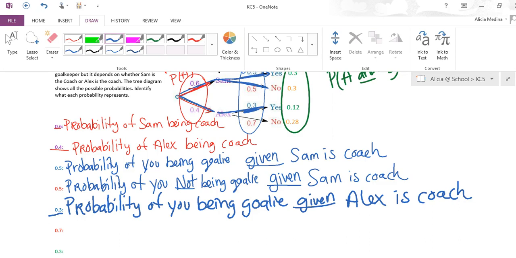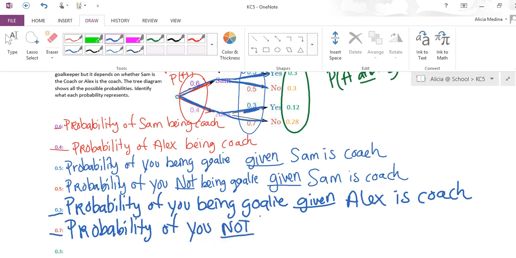Alright, now what does that 0.7 mean? Well, 0.7 is right here, so Alex is still coach, but now I am not goalie. So this is going to be probability of you not being goalie given Alex is coach.